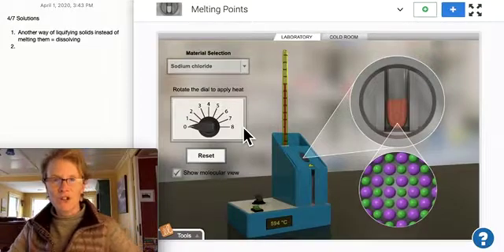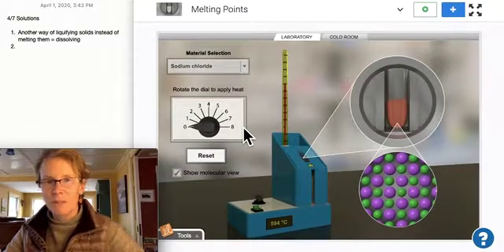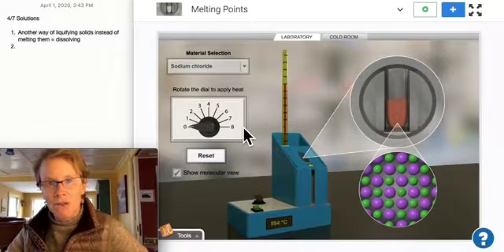You should have out your science journal and your vocabulary list. If you haven't already gotten one started, then please go ahead and do that because we're starting a new unit. Today we're talking about solutions.